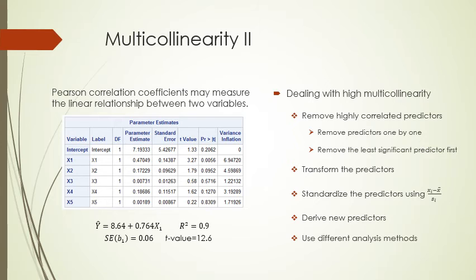We may also derive new predictors to replace the correlated ones. For example, if the predictors are repeated measurements, then differencing could be used as in time series. Also, we may use different analysis methods such as partial least squares regression or principal component analysis.